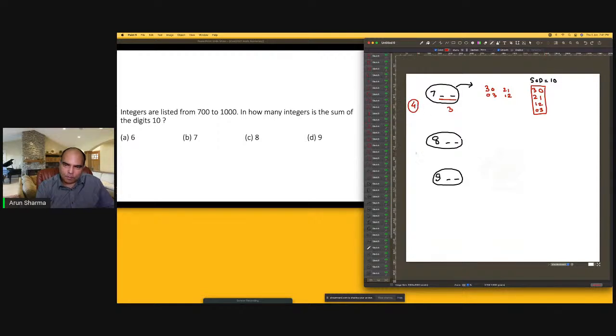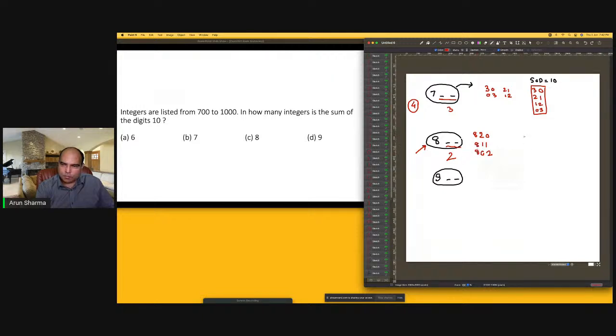If I go with 8 as the starting digit, I've got the last 2 digits adding up to 2. This can happen using 20, 11 or 02. Accordingly, my numbers are 820, 811 and 802.